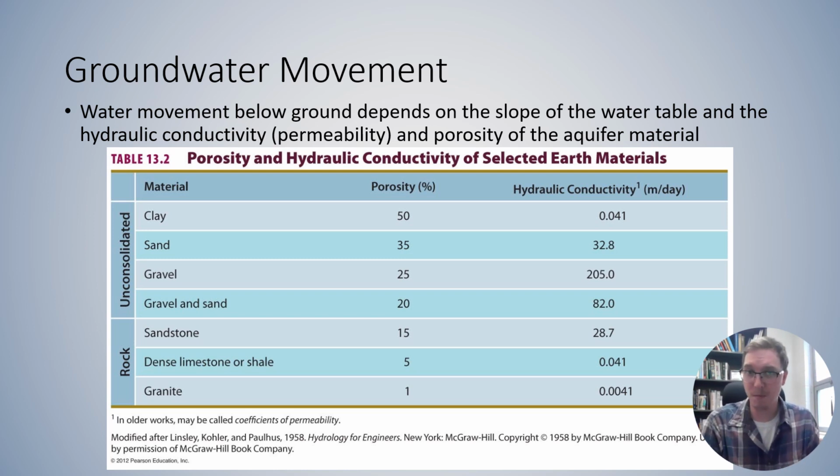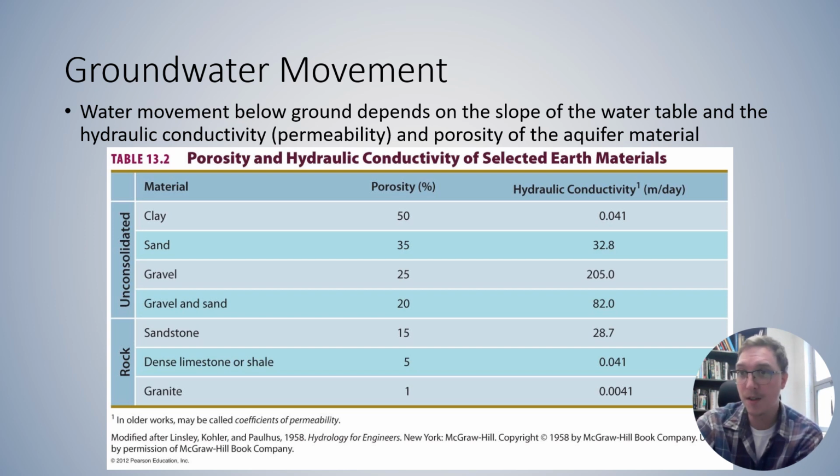So water movement below ground is really dependent on a few different things: the slope of the water table, hydraulic conductivity, or something we call permeability, and the porosity of the material. An aquifer is just a place where water is being stored, congregated within the subsurface. Now, this is just looking at porosity and, again, hydraulic conductivity or permeability within our subsurface.